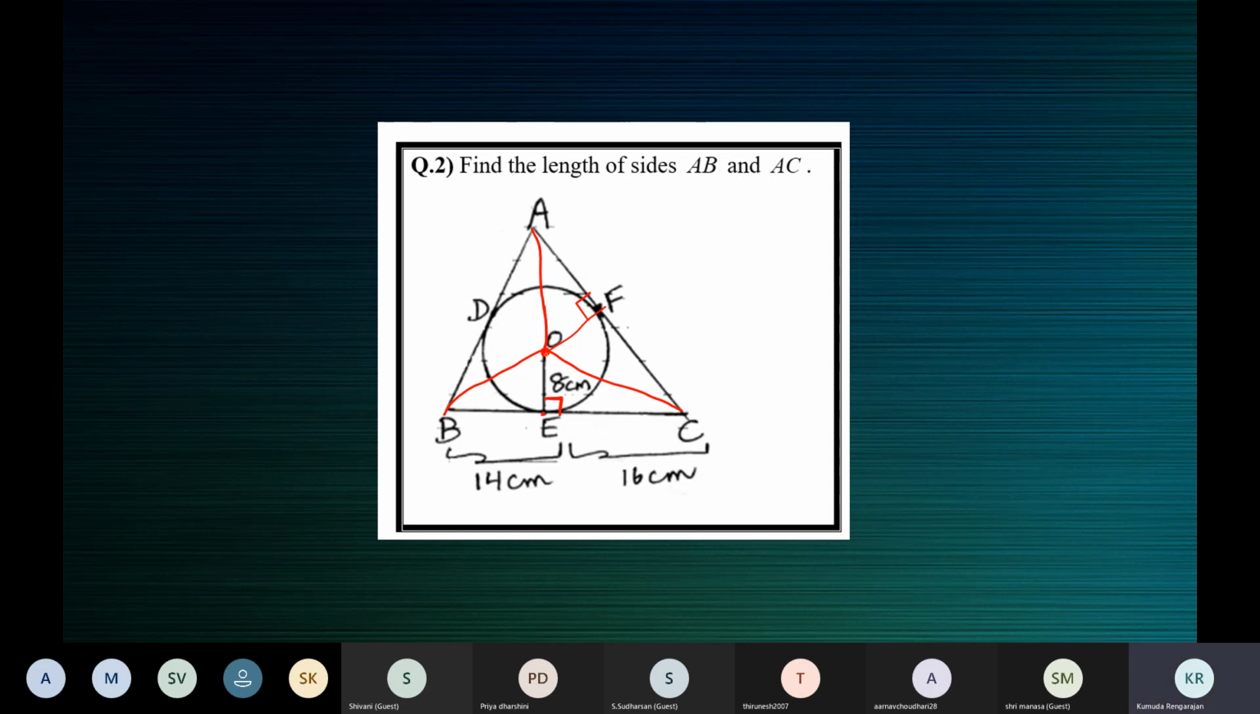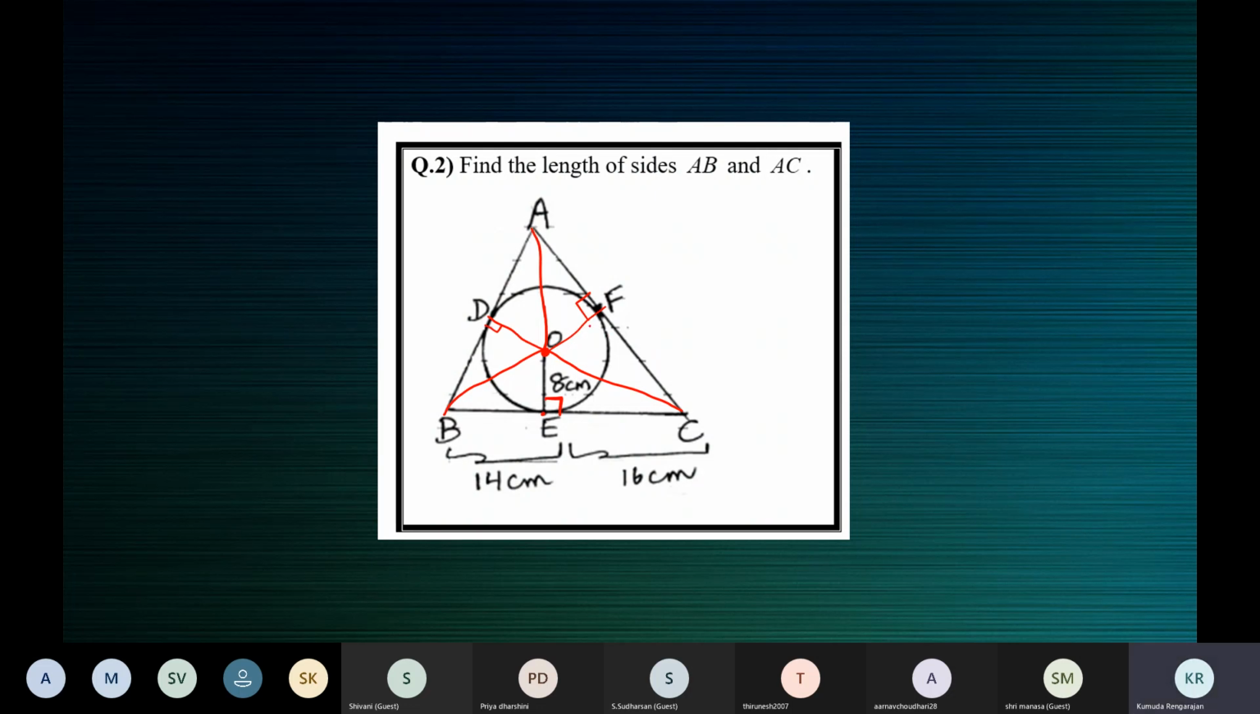And then what about triangle AOB? Which is the altitude for triangle AOB? OD, ma'am. So we need to join OD. We need to join OD, since the radius and tangent are perpendicular to each other.